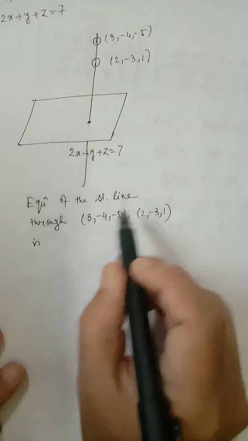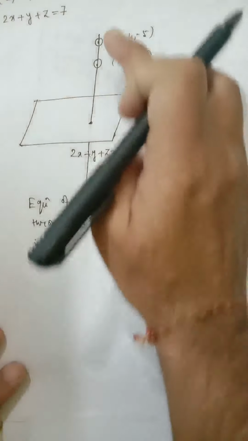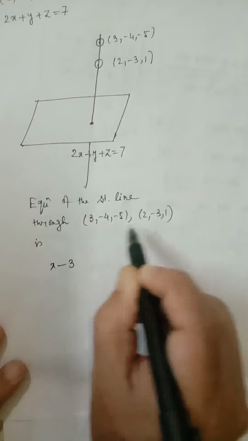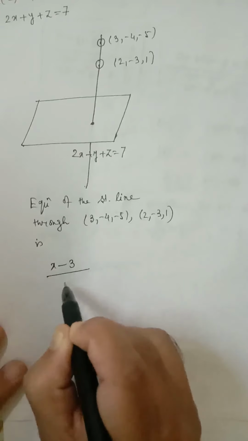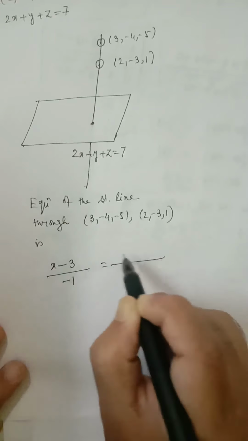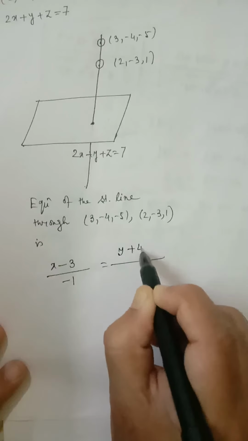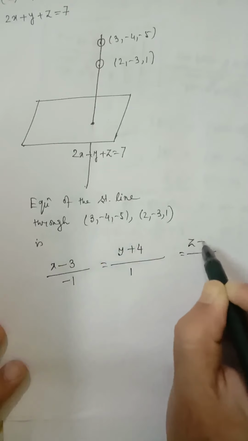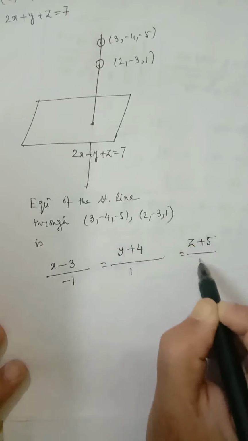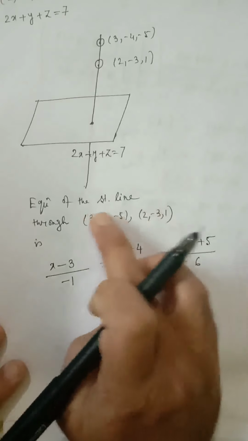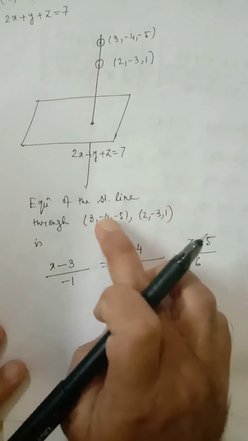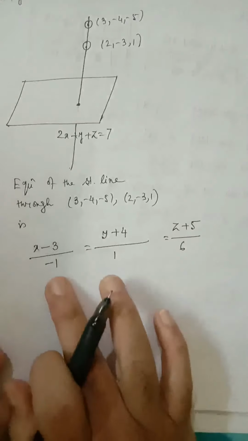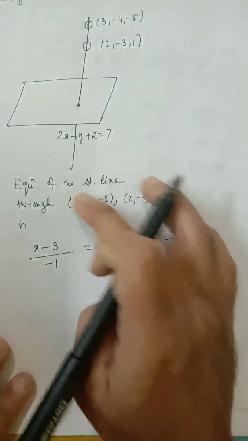So the equation of the straight line through this point and this point, we are finding the equation of this line: x minus x1 divided by x2 minus x1. It will be 2 minus 3, so minus 1, equal to y minus y1 divided by y2 minus y1. This will be 1, equal to z minus z1 divided by 6. So x minus x1 by x2 minus x1, y minus y1 by y2 minus y1, z minus z1 by z2 minus z1. This is the equation of the straight line which passes through these 2 points.